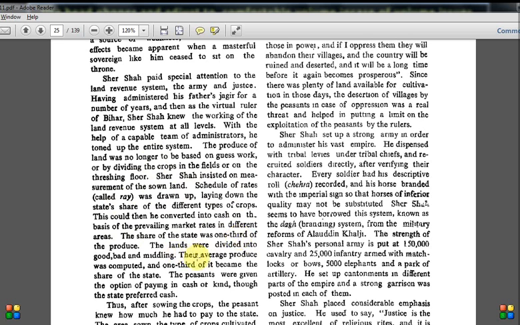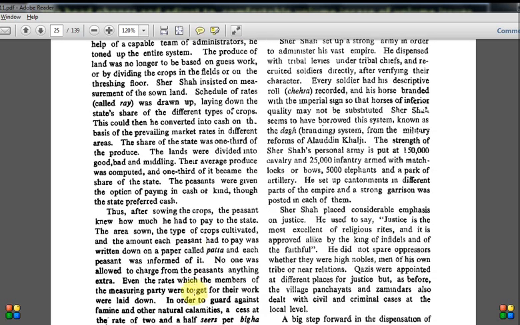The lands were divided into good, bad and middling. Average produce was computed and 1/3 of it became the share of the state. The peasants were given the option of paying in cash or kind, though the state preferred cash. This is also one thing UPSC has asked in the past, whether they took only in cash or only in gold or only in land revenue. So you should know, both were there, but the state preferred cash itself.